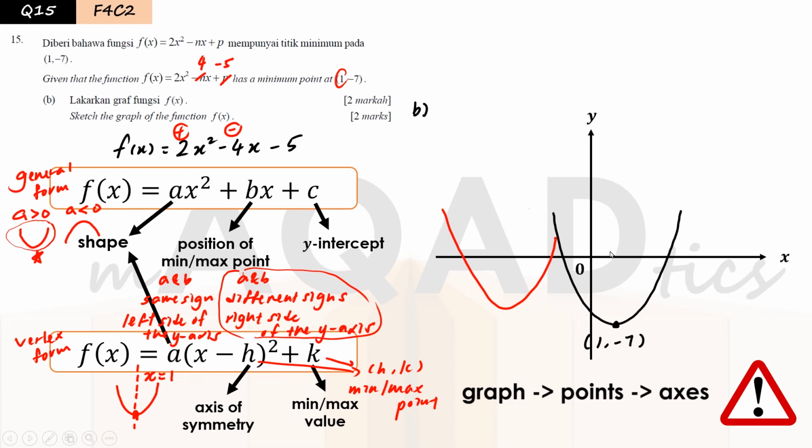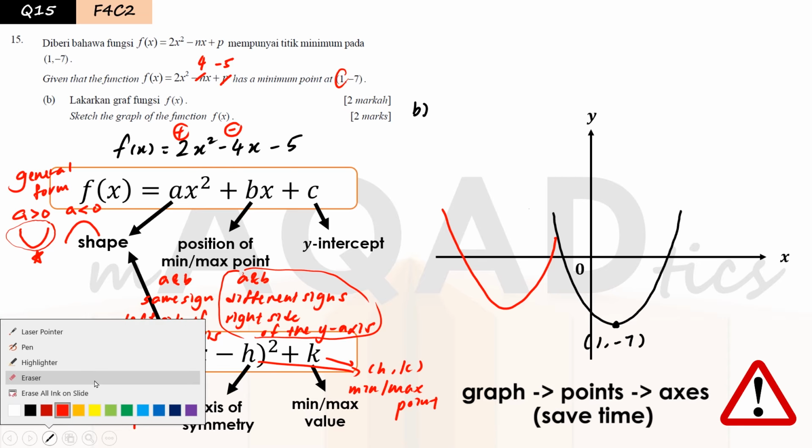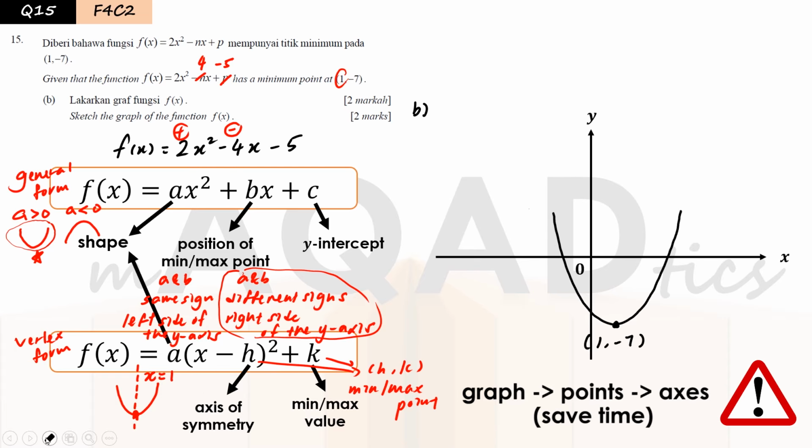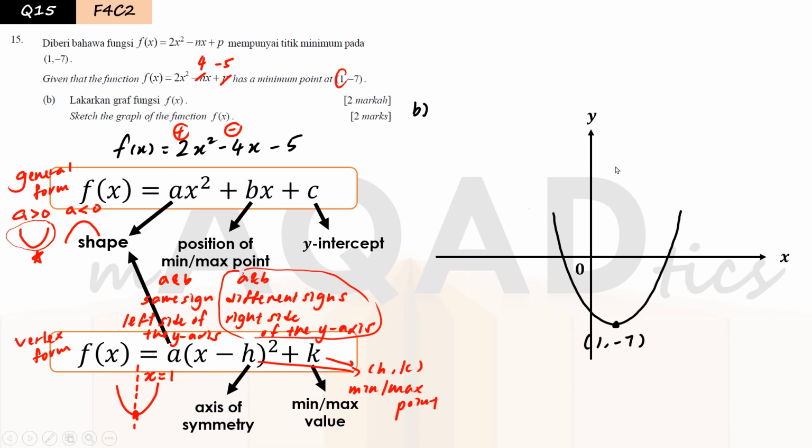So what I would prefer is, firstly, draw the graph first. Because if you didn't draw the graph that you want, you can still rub off from this blank space and redraw again, right? Then later on, you plot the points. Then from the points, you draw the x and the y axis. So it will be faster and you don't need to waste a lot of time to just draw one graph.